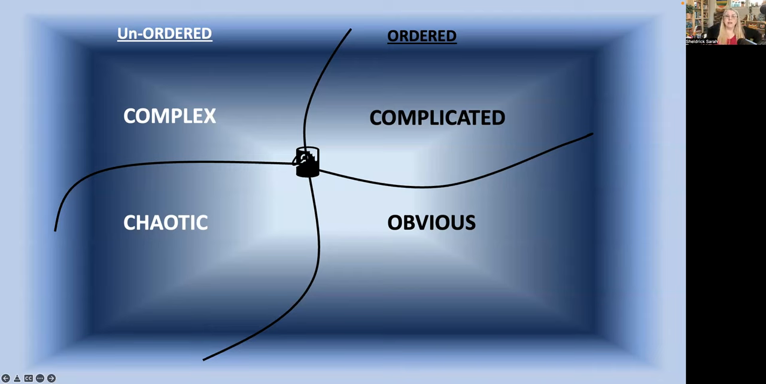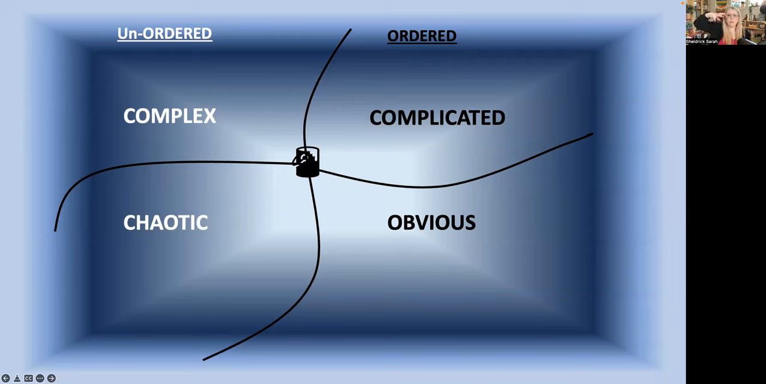Next, we're going to move up, still on the ordered side, to complicated, which is a setting in relationship status, where things can be complicated. If we're labeling a problem as complicated, we're going to say the cause and effect is no longer as clear. I haven't really seen this before like this. What we need is experts. We need an expert opinion. We need to bring in a resource that can help us solve this problem.